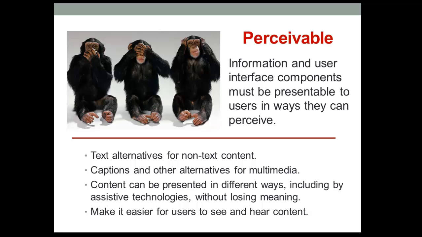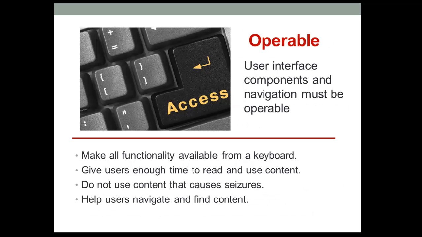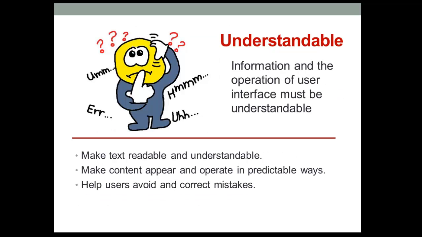Perceivable means that information and user interface components must be presentable to users in ways they can perceive. This would include text alternatives, captions, alternative means of presentation, and making it easier for users to see and hear content. Operable means that the user interface components and navigation must be operable by all users. This would include making all functions available from a keyboard, giving users adequate time to read content, avoiding flashing content that might cause seizures, and helping users navigate and find content.